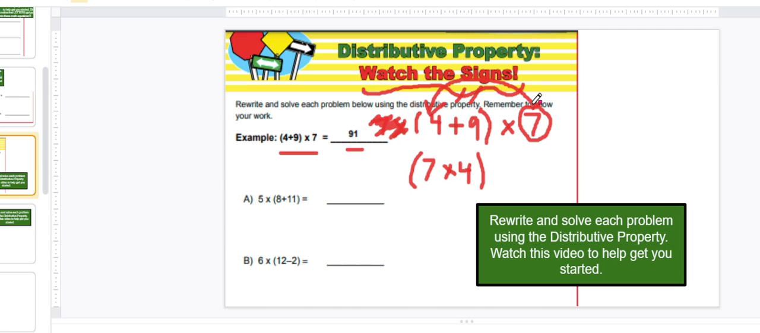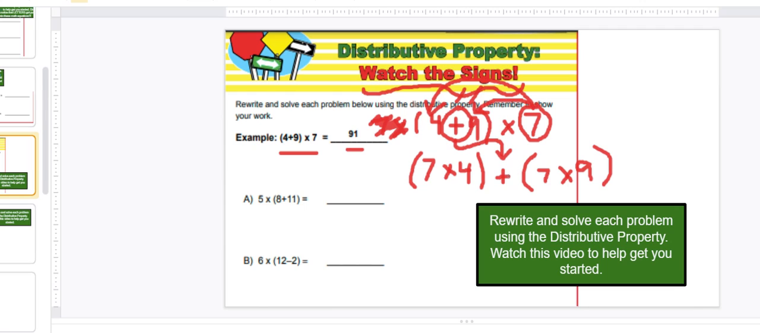And then I'm going to say, okay, I've done the 7 times 4. Now I need to do the 7 times 9. And then I need to say, okay, well, am I going to add these together, subtract them, multiply them, divide them? What am I going to do? And I get that information from this symbol here. This is the symbol I haven't yet used in my problem. So I'm going to drop it on down into my new part of my equation.